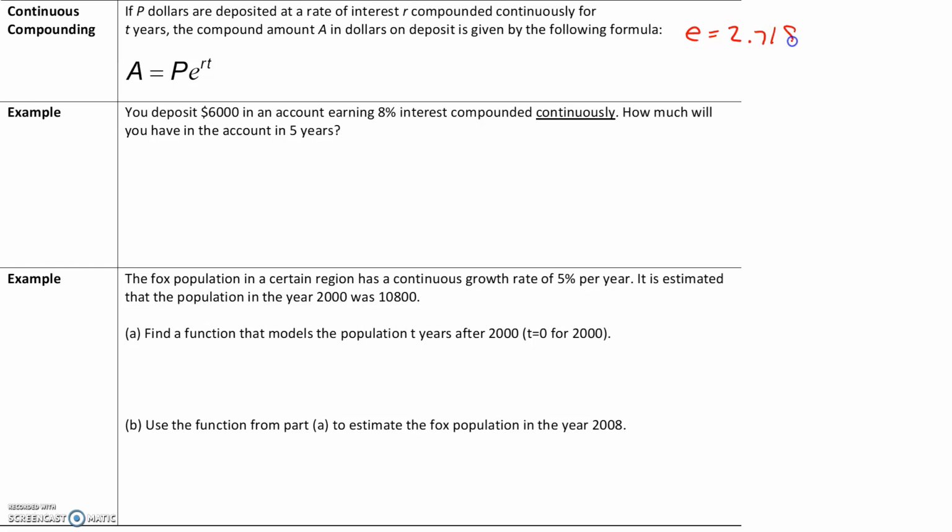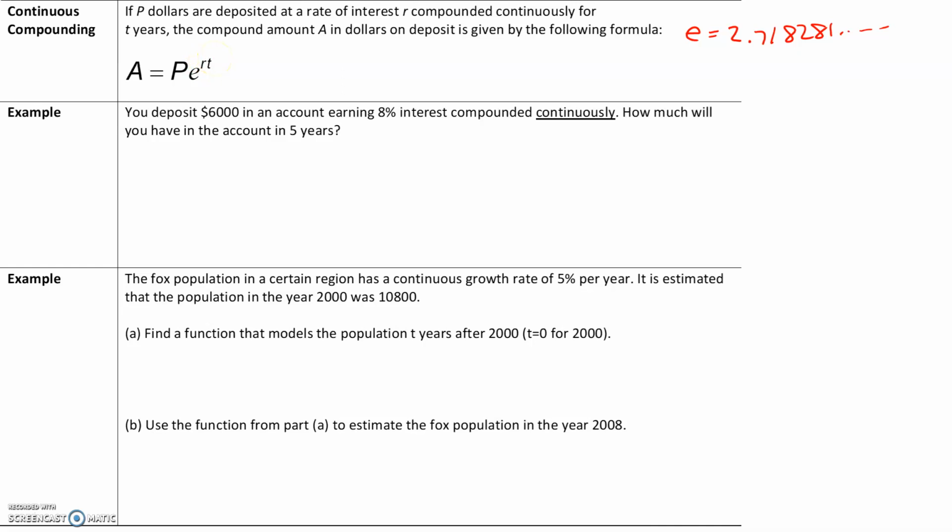is 2.718281, and so on. So it's an irrational number that keeps going, but it does have a fixed value. On your calculator, you'll see an e button, so make sure you know how to find that. The formula for continuously compounded interest is A equals P, the principal amount, times e to the rt, where r is the interest rate, t is time.